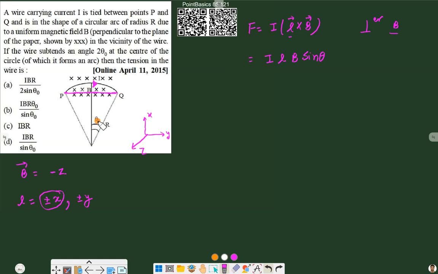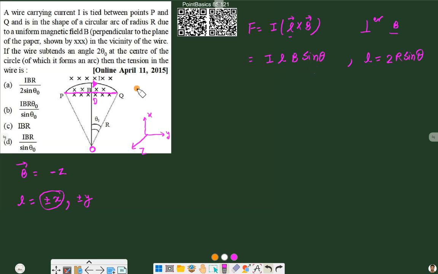Now to find this value, as it is mentioned that this radius, suppose this point is O, so OQ is equal to r, and if I add a point here, suppose D, then QD will be r sine theta, and PD will also be r sine theta. So then I can say that the length is equal to twice of r sine theta.